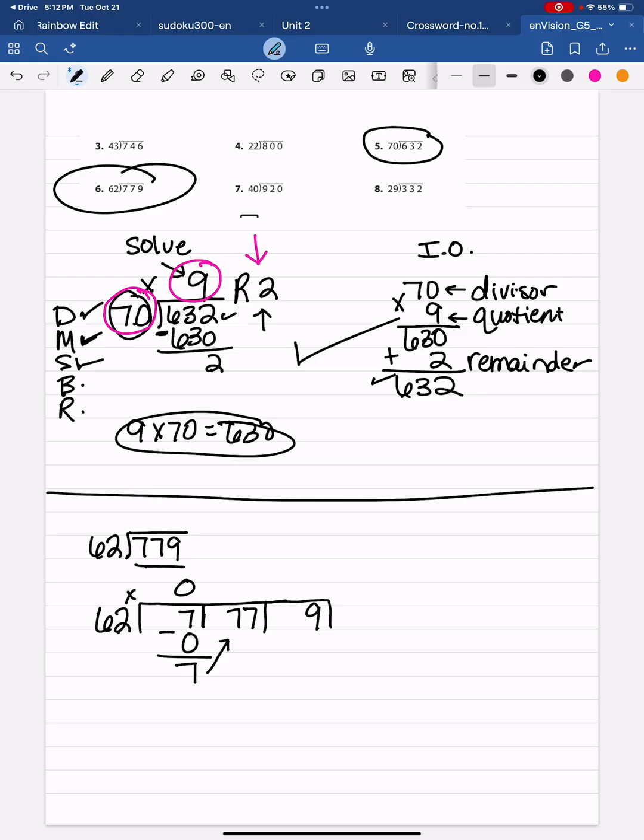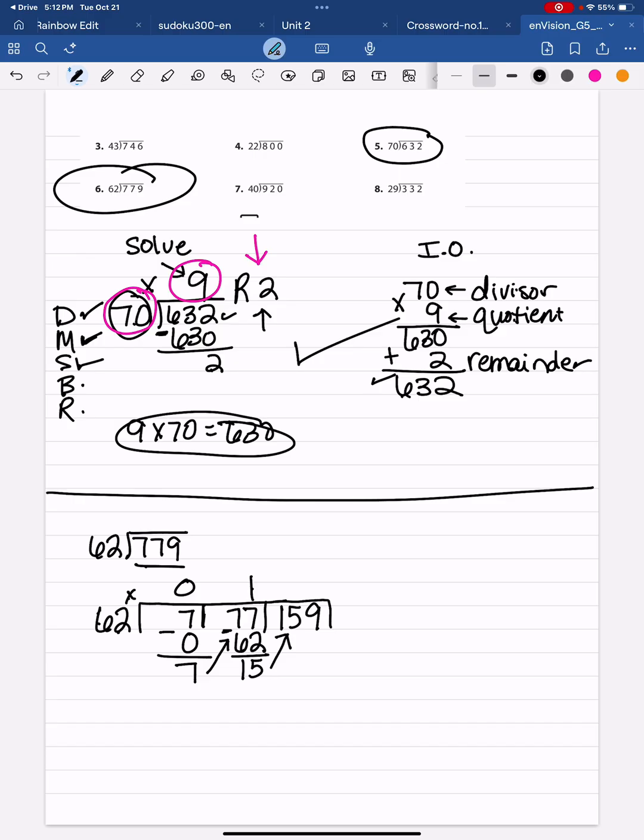62 will fit inside 77 without going over 1 time. Now we multiply this number times the divisor, which is 1 times 62, which is 62. Now we subtract. We are finding the difference of 77 and 62, which is 15. Now we bring this up, and now we have 159 to work with.